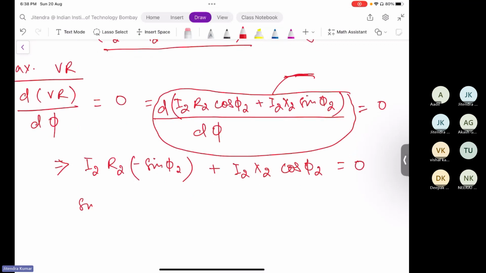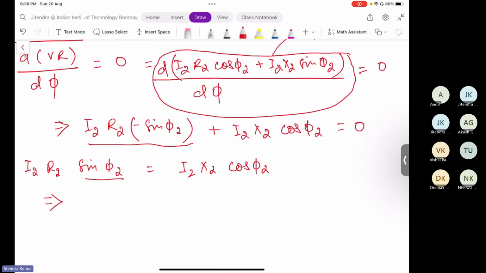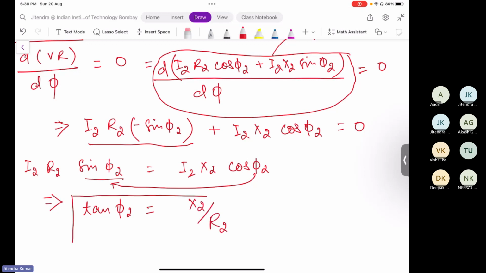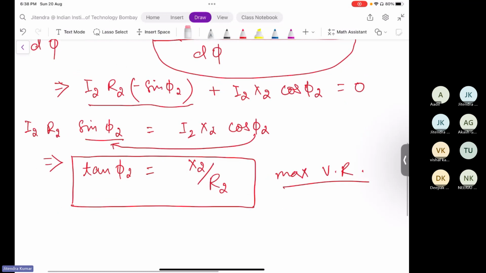Now, if you take this component on the left hand side and take only sin phi 2, I2 R2 sin phi 2 is equal to I2 X2 cos phi 2. Now you will get a condition: bring cos phi 2 on the left hand side and divide. You will get tan phi 2 equal to X2 by R2. So this is the condition of your maximum voltage regulation. And since we started with positive sign, it means maximum voltage regulation will occur at the lagging power factor.